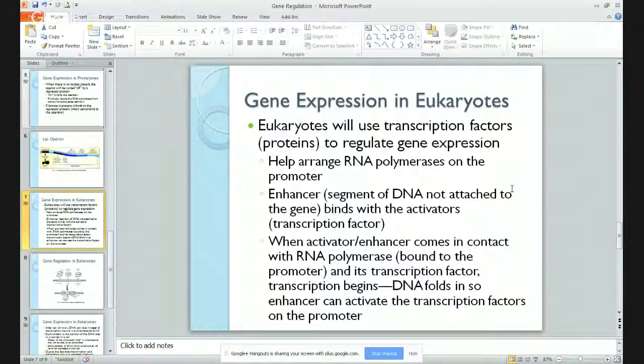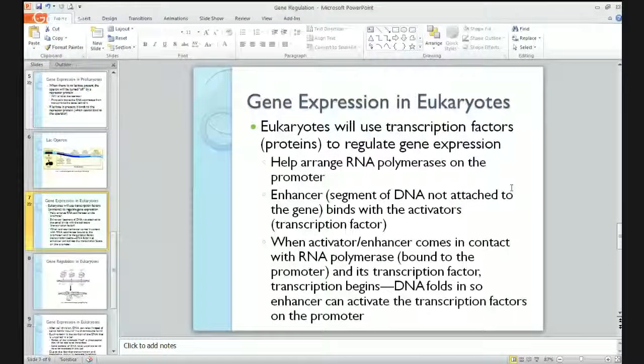So when you have the activator and enhancer now attached to each other, when that comes in contact with the RNA polymerase that's on the promoter, then transcription can happen. You might be thinking, how is that possible when the promoter with the RNA polymerase is not attached to the enhancer? There's a space in between. That's because DNA is going to fold so that it can join together.